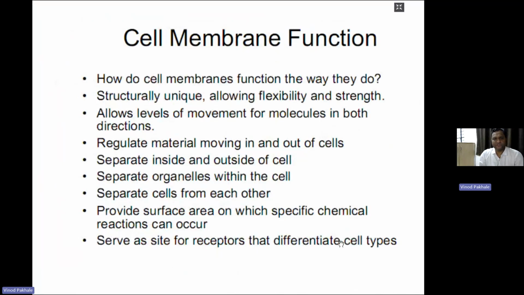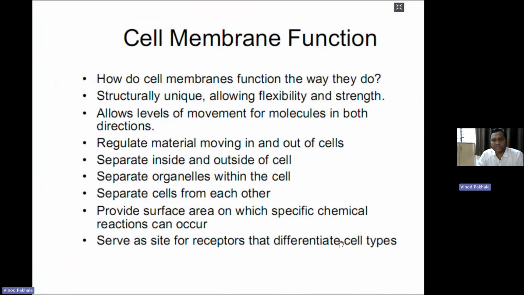Then cell membrane functions. These are structurally unique, allowing flexibility and strength to the cell. Already we have discussed that it allows the movement of molecules in both directions, meaning from inside the cell to the outside of the cell, and from outside to the inside of the cell. So in and out movement of the material takes place through the cell membrane.